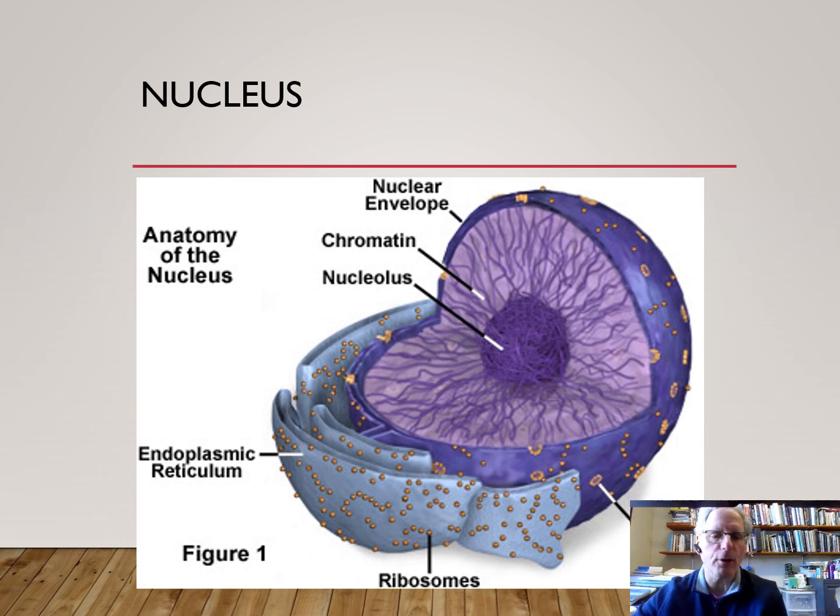Microtubules are extremely important during cell division. They will bind to chromosomes and pull the chromosomes apart. And so that leads us to a discussion of the nucleus. The nucleus houses the chromosomes. Chromosomes are made of DNA.